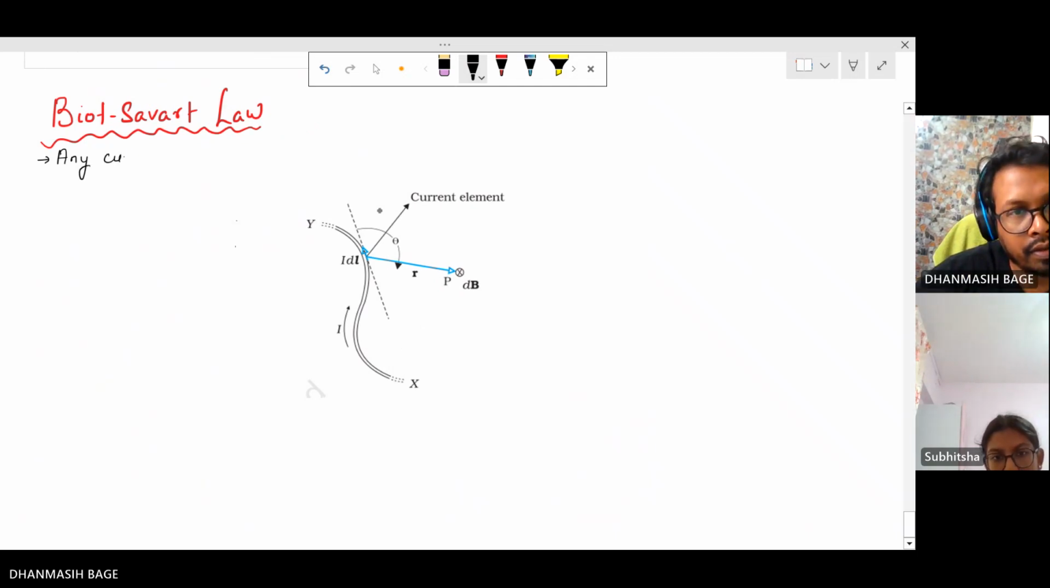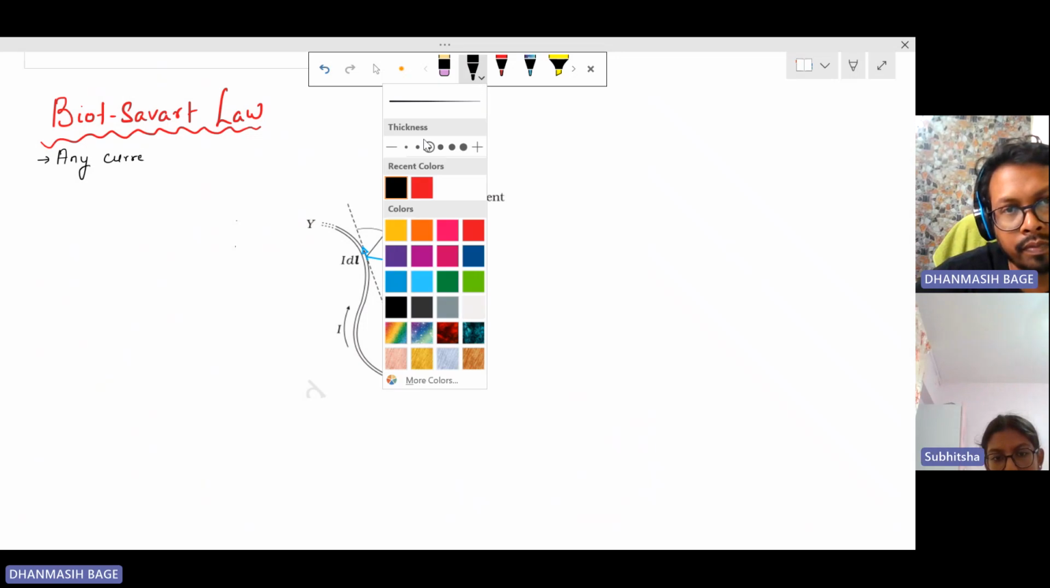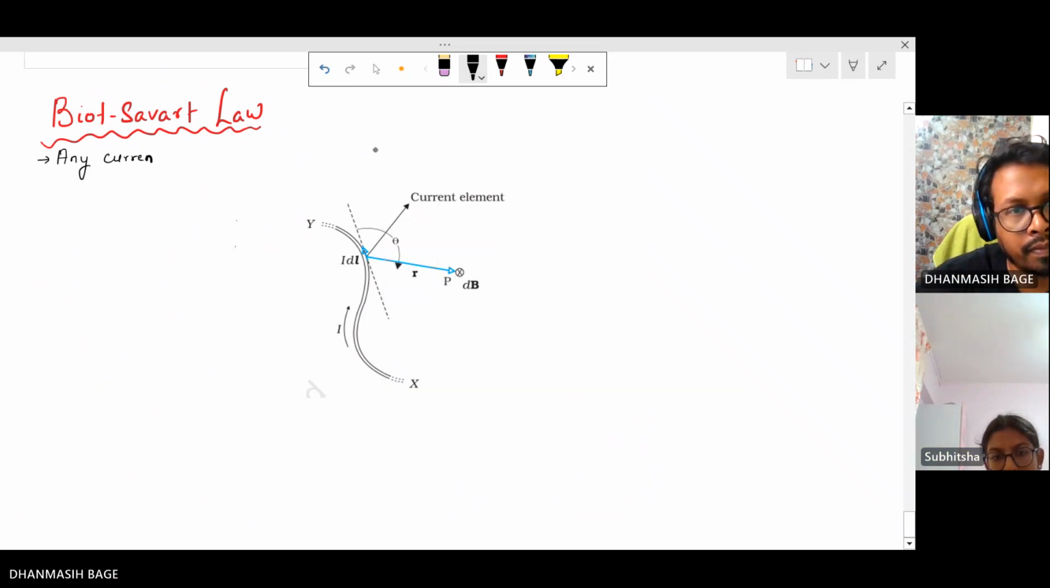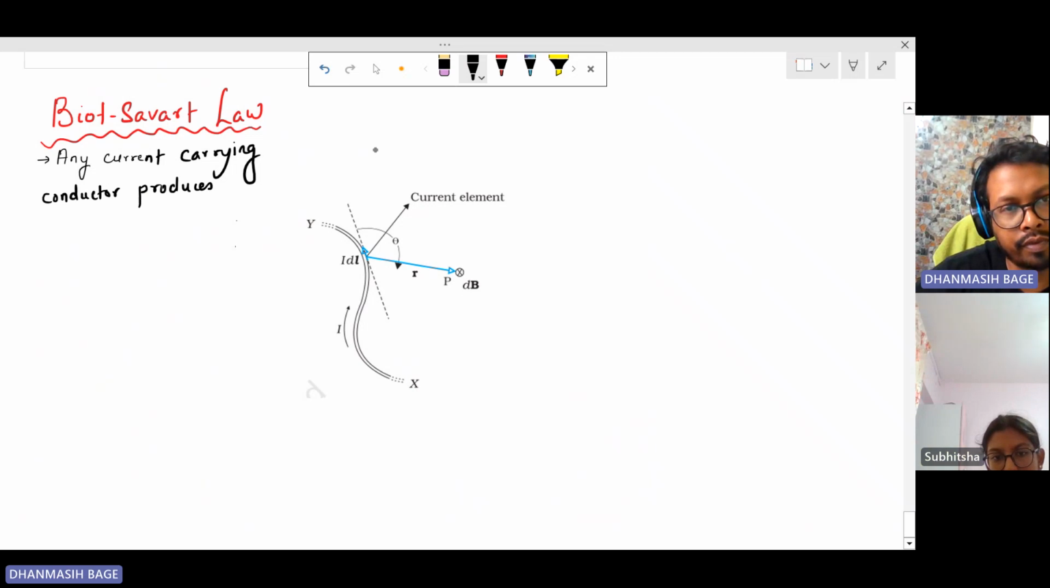Any current carrying conductor produces a magnetic field around itself.